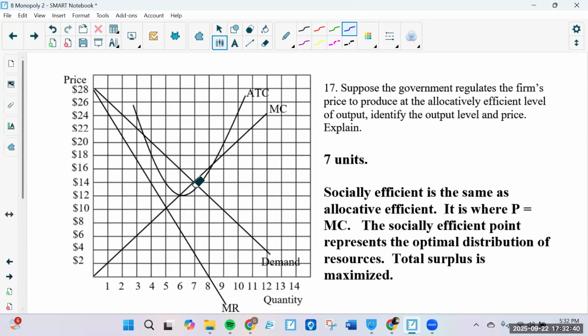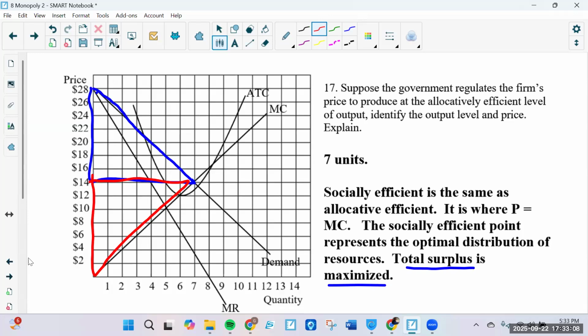Okay. So again, I already said that answer. Produce 7 units, and the price would be $14. Oh, by the way, at that point, total surplus is maximized because there's no deadweight loss. Okay. So if they regulate them right there, then the consumer surplus is this big area right here, and the producer surplus is this big area right here, and total surplus is maximized.